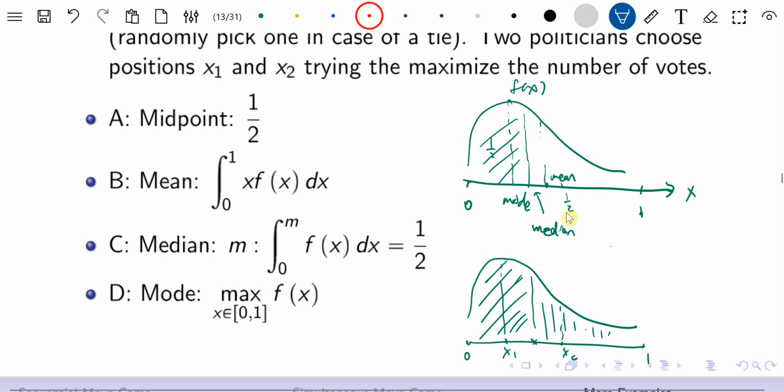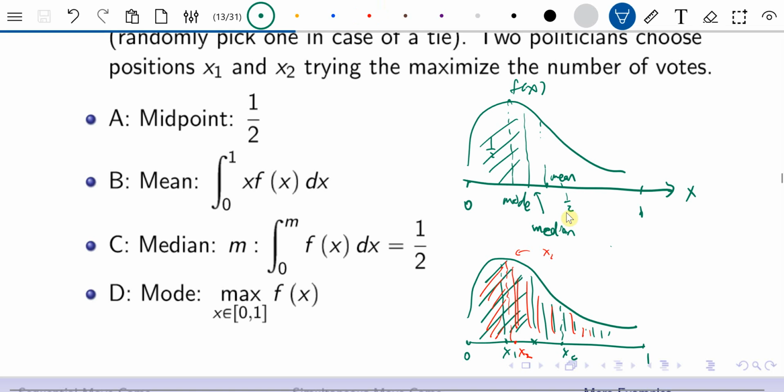However, what we know is x2 can actually switch to here. If x2 switches to here, then they will share like this. So x1 will only get these people and x2 will get all of these people. So x2 will always have the incentive to switch to somewhere close to x1. That will be the intuition. So the problem is, where would that stop?